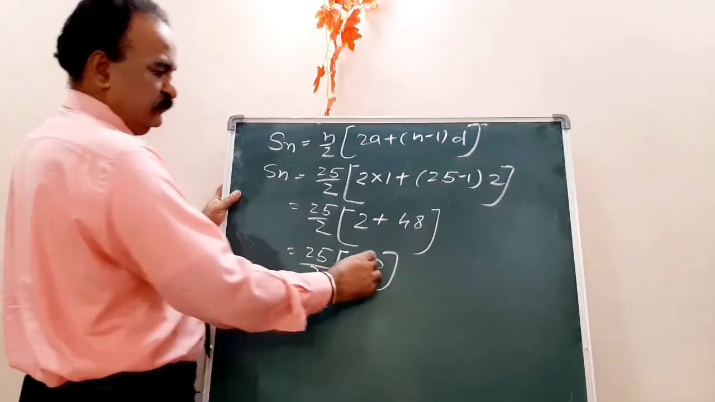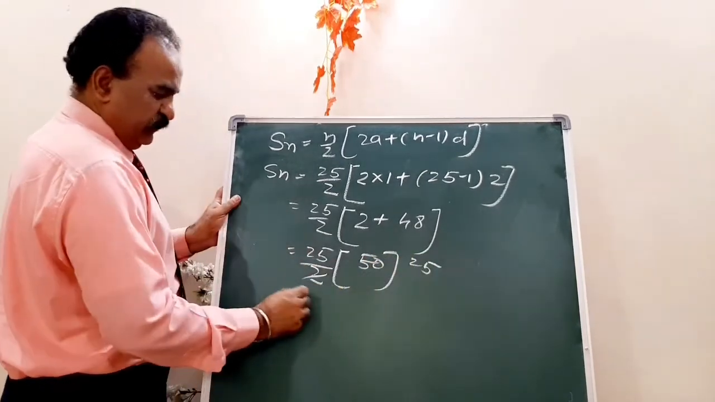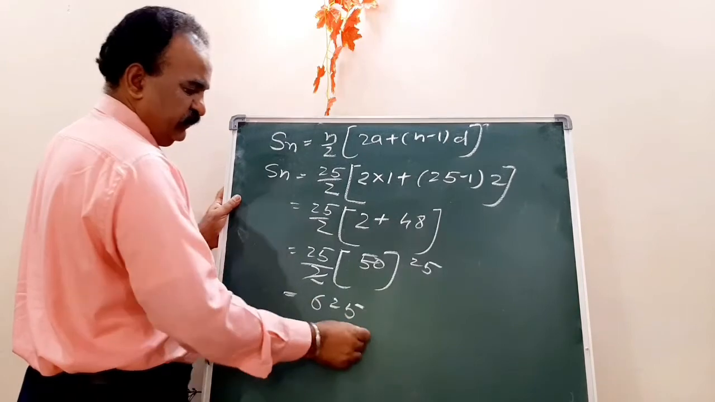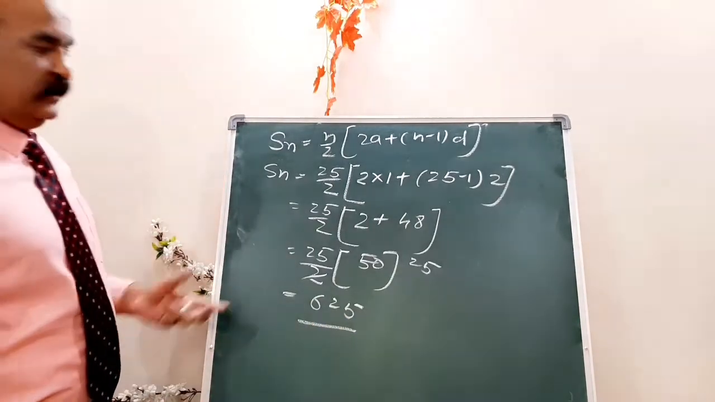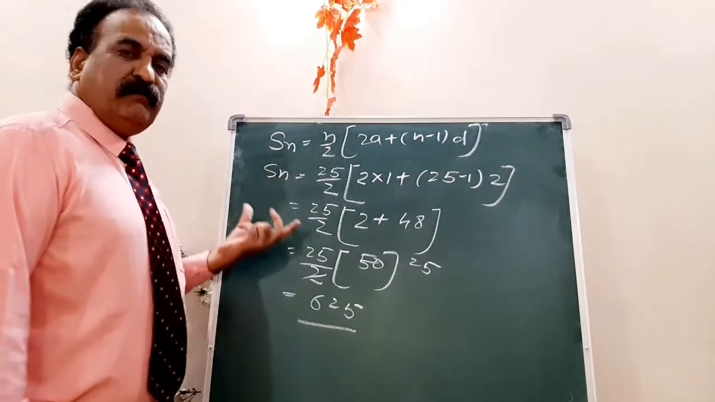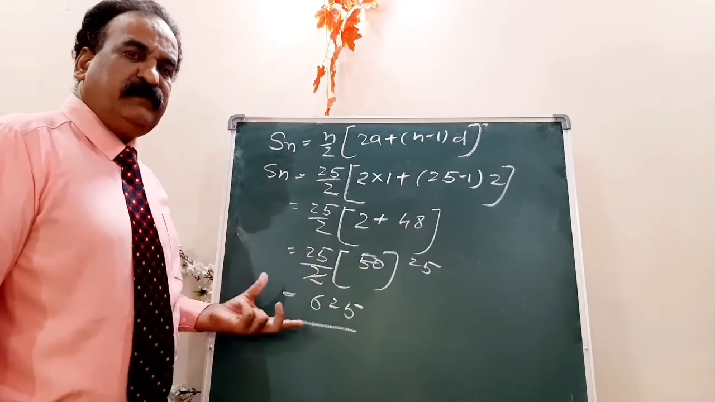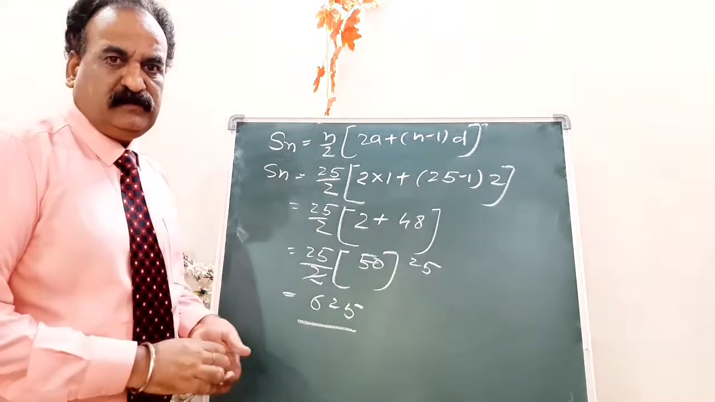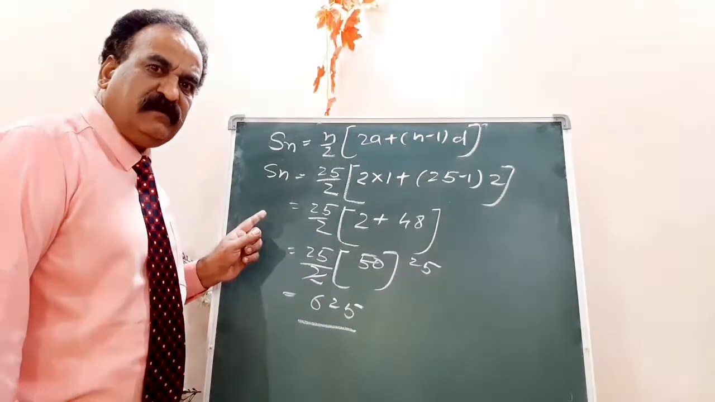You can cancel. You will get 25. So 25 into 25 means 625. And this is your answer. It means the sum of the odd numbers between 0 and 50 is 625. I hope this is clear. Now next question.